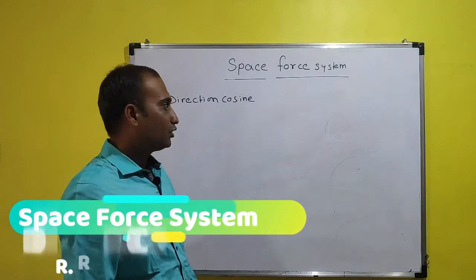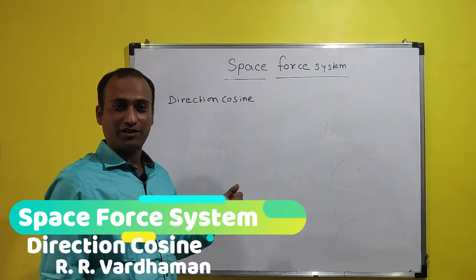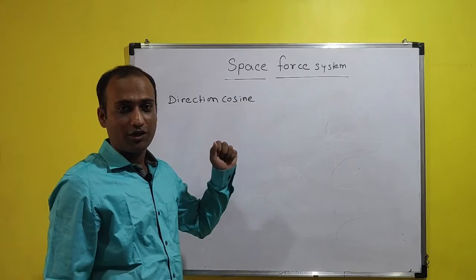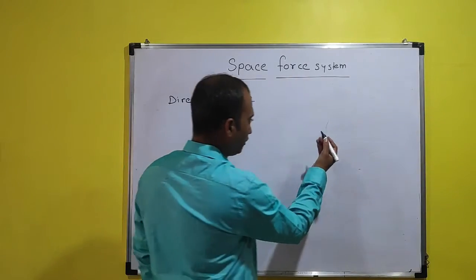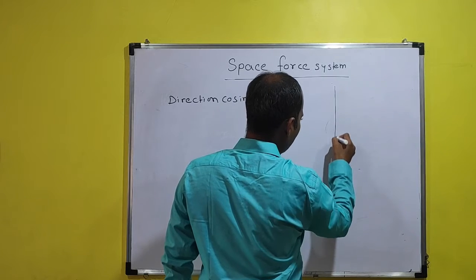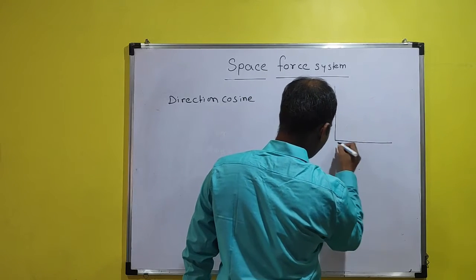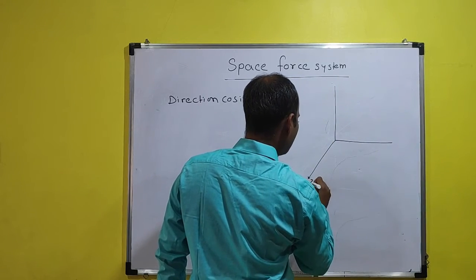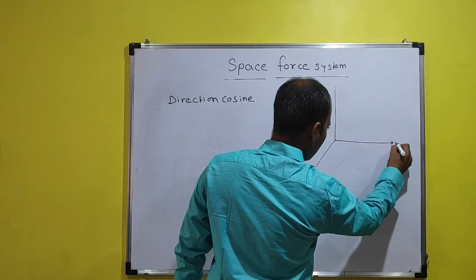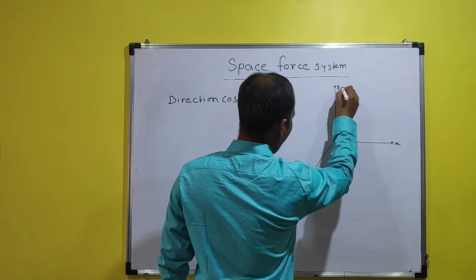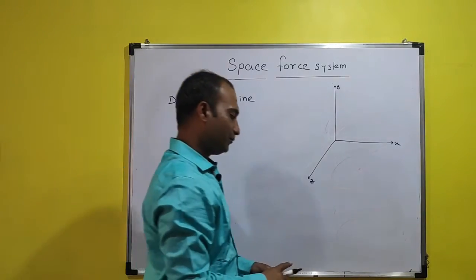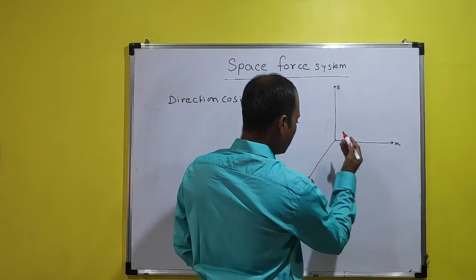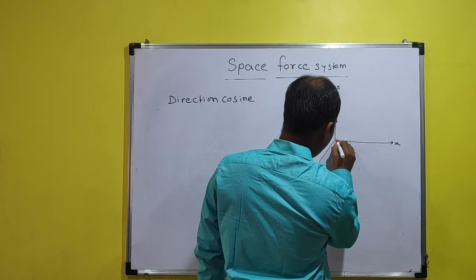So hello students, till now we have studied the basic concepts of the space force system. Now we will study the direction cosine. First of all, we will consider the force system. This is the Z, X and Y axis, and to decide the direction, what is used? Unit vector is used.